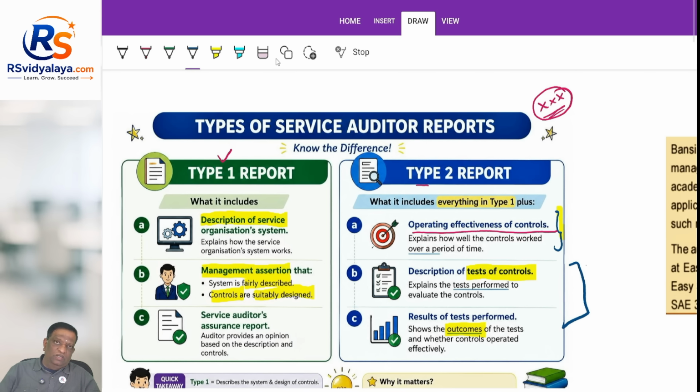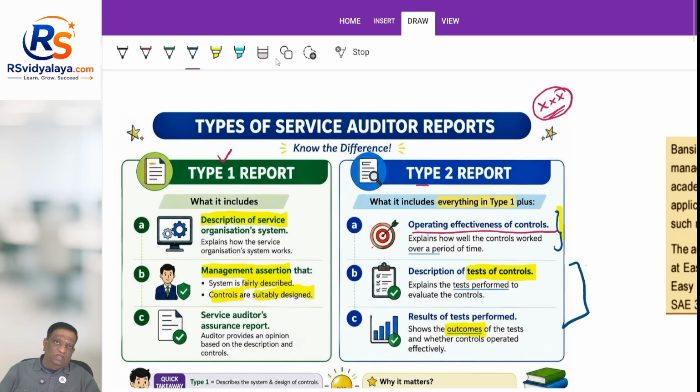So, these are the differences between type 1 report and type 2 report. A type 2 report contains everything in type 1, plus the auditor tests the controls, comes to the outcomes, and by analyzing the outcomes gives you the operating effectiveness of the control. Logically, the flow is: first he tests the controls, analyzes the outcomes, and then gives the operating effectiveness. This is the difference between the type 1 report and the type 2 report.